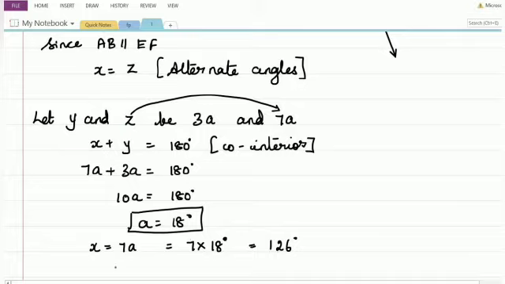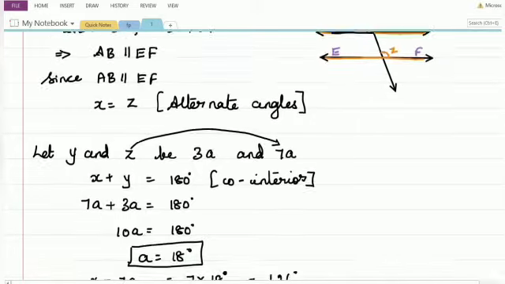They have asked us to find the value for X. Here X is equal to 7 into A. So what is the value for A? A we got here is 18. So when I multiply 7 into 18, it is 126 degree. Okay, let us see next question.